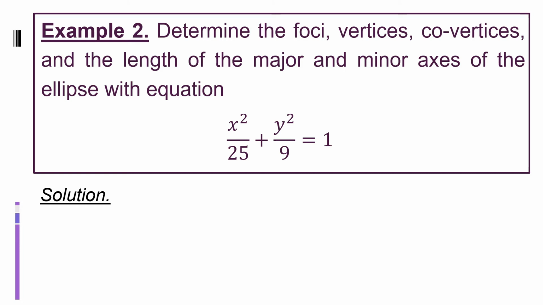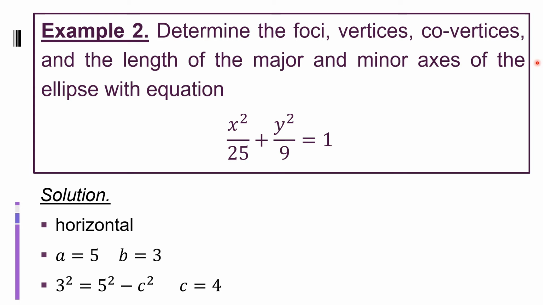So, una muna, tignan natin, ano ba yung orientation ng ellipse natin? We know that this is horizontal kasi nga, mas malaki yung ating nasa x. Our a here is 5 and our b is 3. B squared is equal to a squared minus c squared. We can find that c is actually equal to 4. So, the center now is at 0, 0. Dito natin makikita.